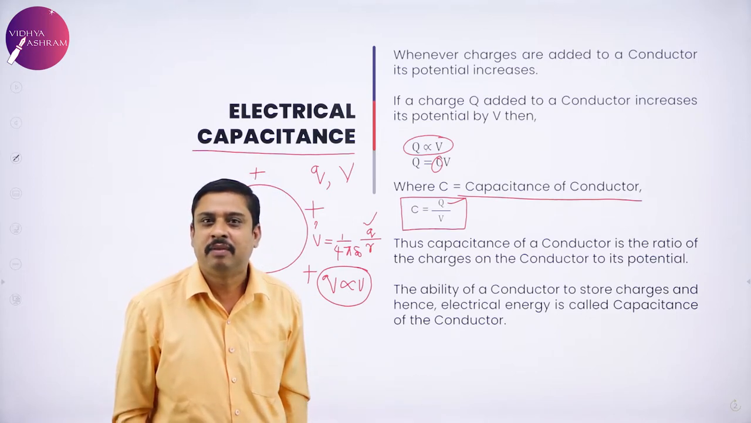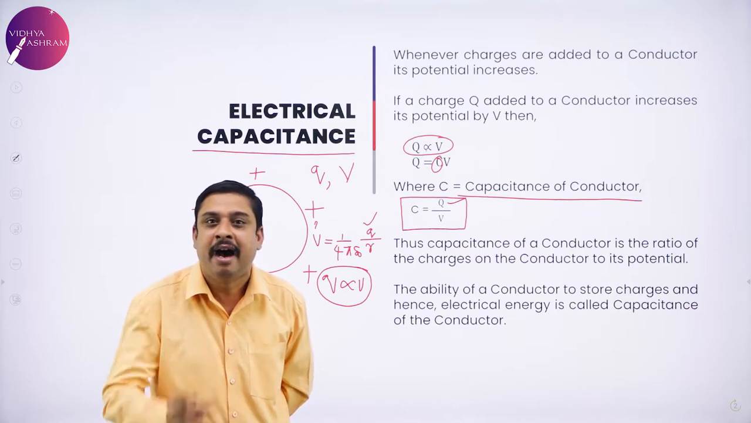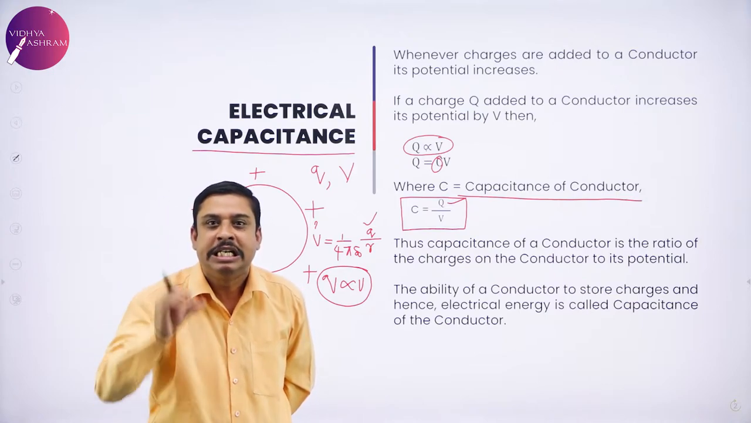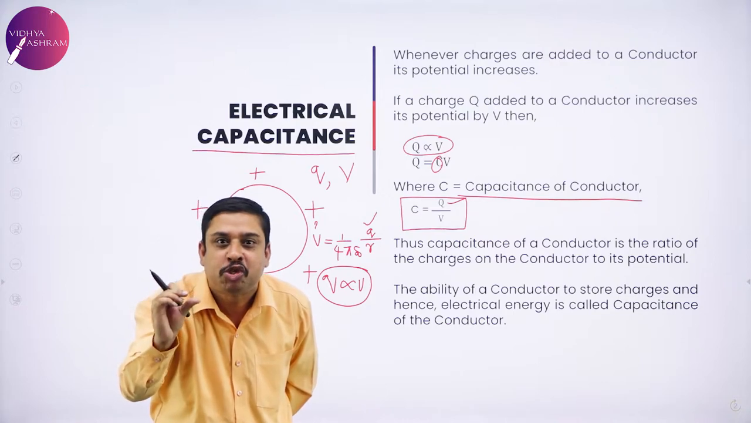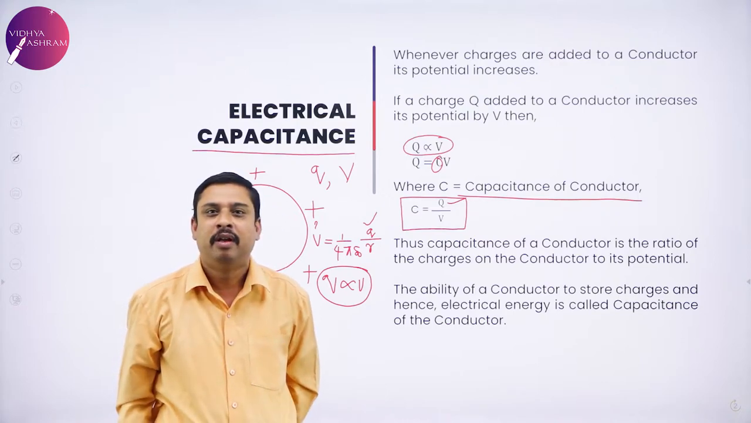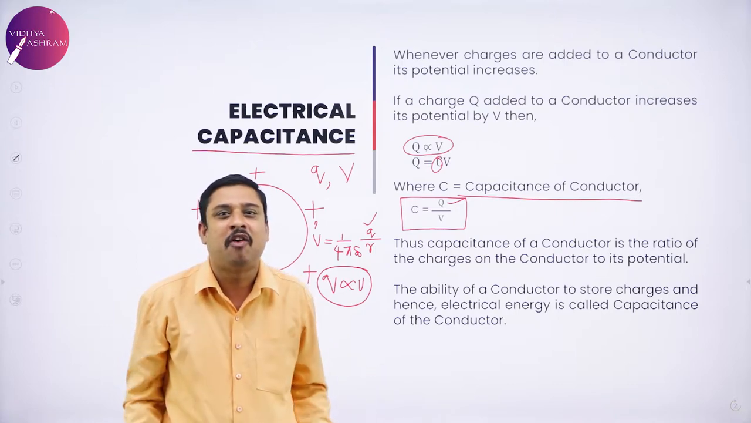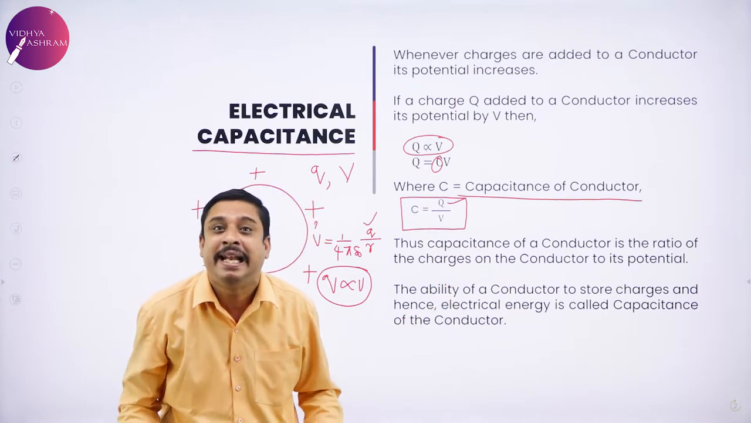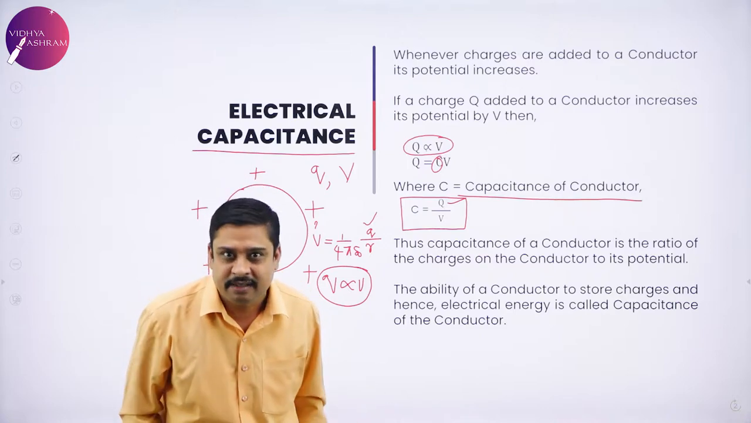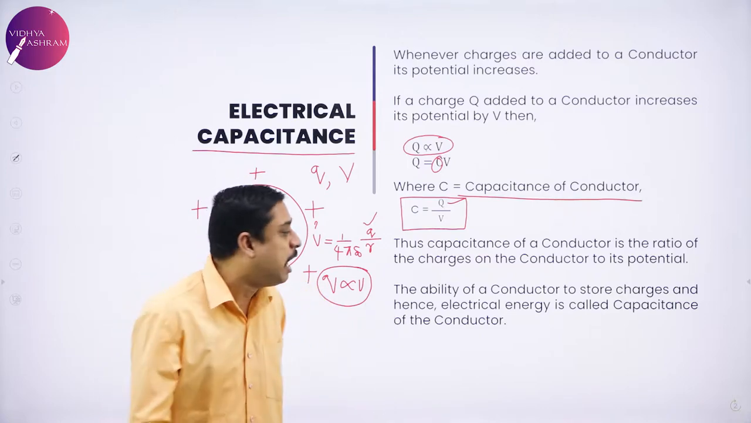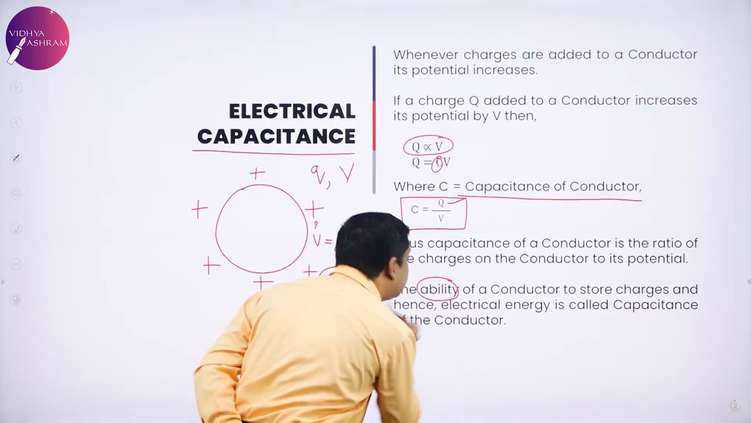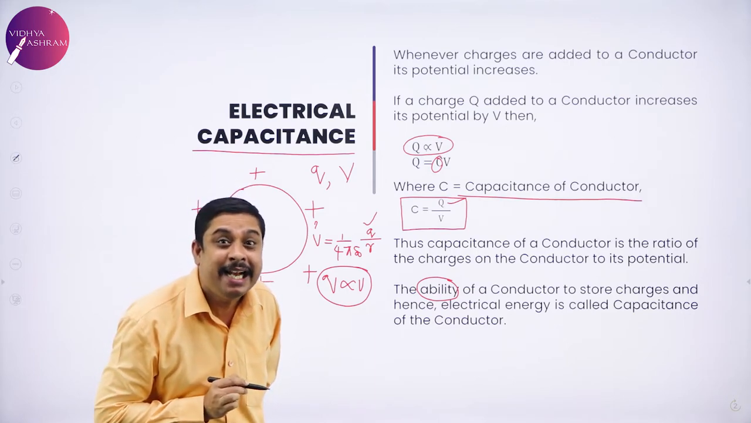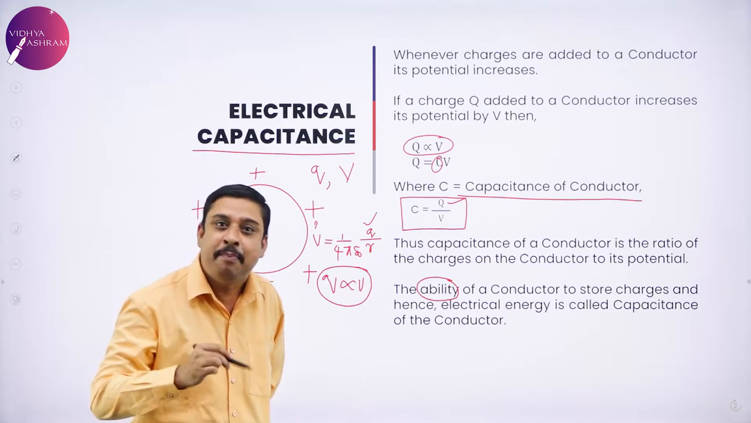Mathematical expression bardidare. Capacitance na Q divided by V ant bardidare. Ratio ant heledru. Charge to potential ratio na capacitance andru. But what is the actual meaning of that? My dear students, capacitance means ability. The alternative word for capacitance is ability. Capacitance ge bere ondu word en helide? Ability. Ability to do what?